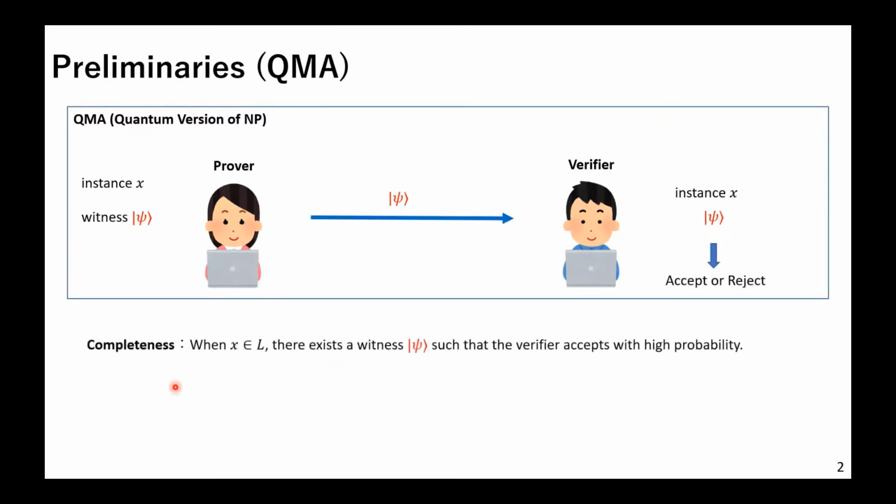When the instance X is a yes instance, there exists a quantum witness psi such that the verifier accepts with high probability. On the other hand, when the instance X is a no instance, for all quantum states psi, the verifier rejects with high probability. If the language L satisfies these properties at the same time, we say that the language L is in QMA.